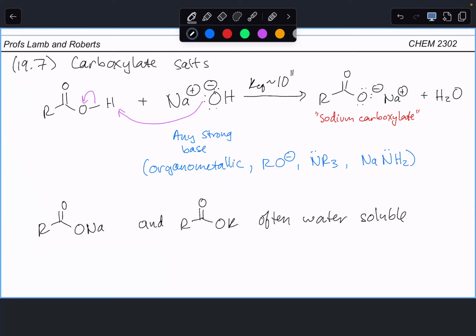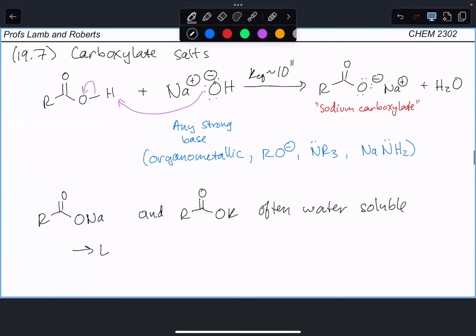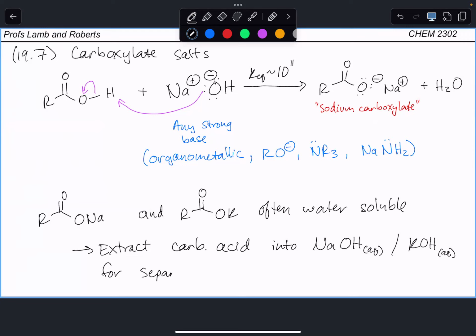That means practically, when you're doing chemistry with a carboxylic acid, if you want to get rid of the carboxylic acid, or if you want to separate it from other organic things, you can extract it into basic water, and then the carboxylic acid will get separated. So we can extract our carboxylic acid into aqueous sodium hydroxide or aqueous potassium hydroxide for separations. That's just a practical consideration.